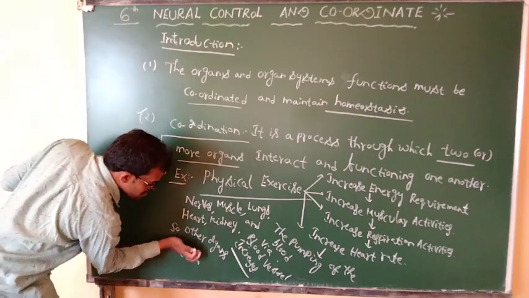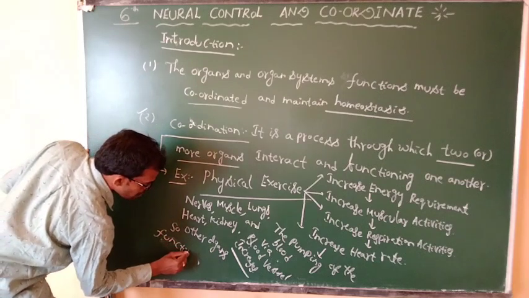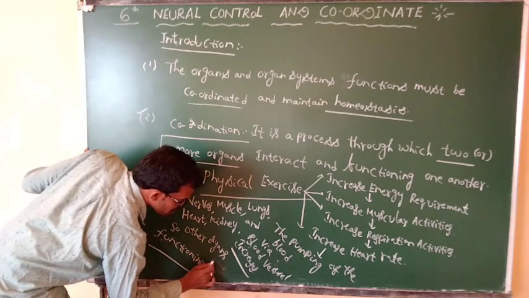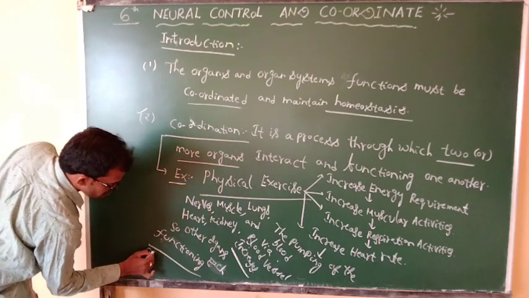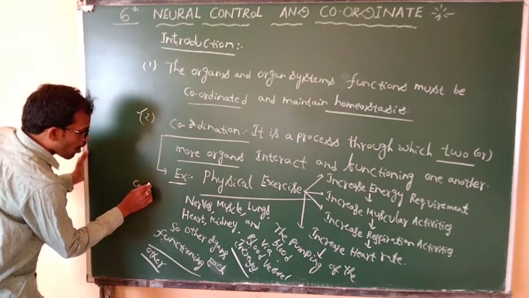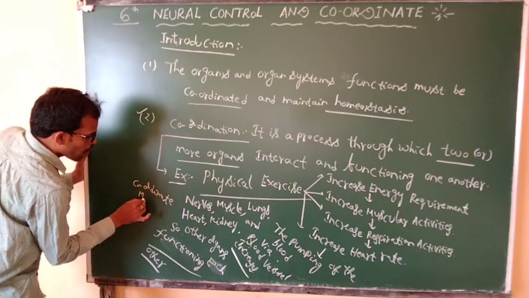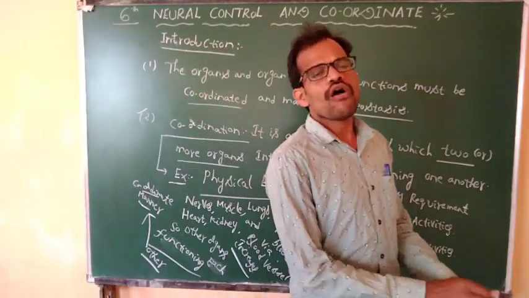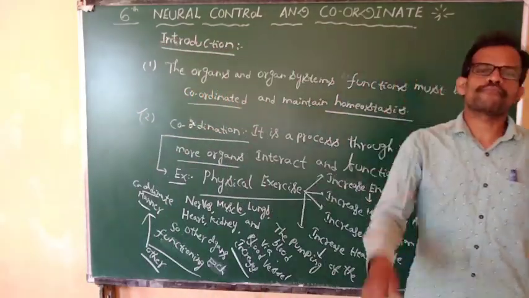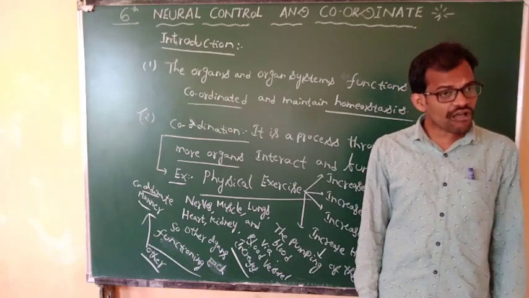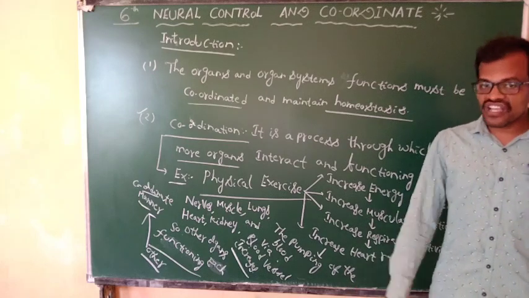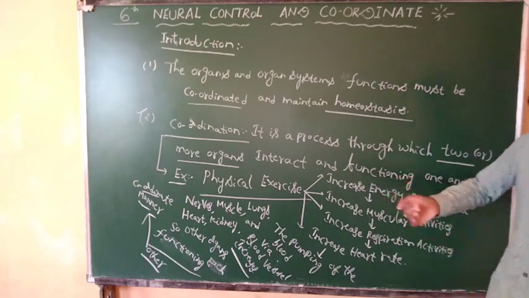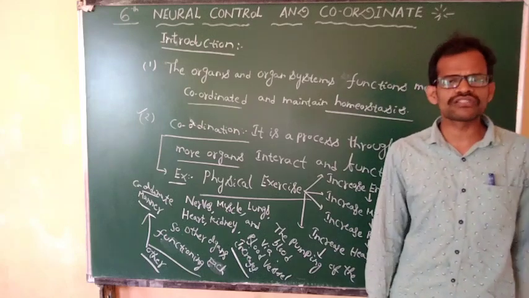The other organs function in coordination, functioning with each other in a coordinated manner. Once the physical exercise is stopped, the demand for energy decreases, the muscular activities decrease, the respiratory rate decreases, the heart rate decreases, and the pumping of the blood through the vessels also decreases.